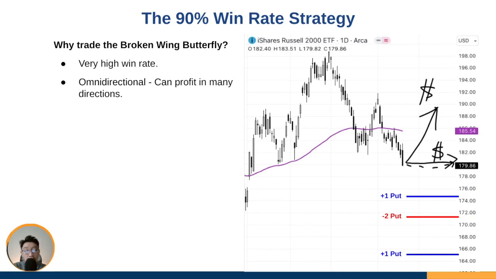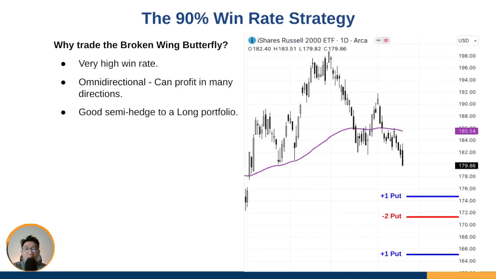Now, if the market goes down as well, as long as it doesn't go past where the break-even point is, let's say it's somewhere down here, then from here to here, you're still going to make profit. In fact, you're going to make much more than if the market goes up. So you can see the market can go up, it can go sideways, it can go down to a certain extent, and you still can be profitable. That is why I really like this strategy a lot.